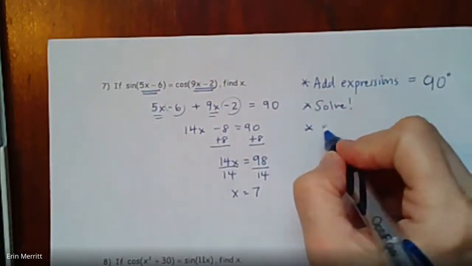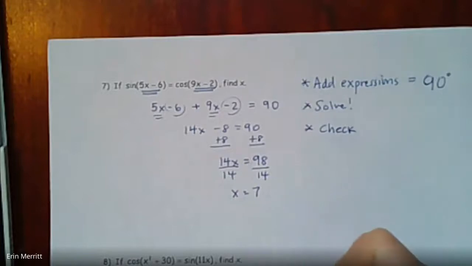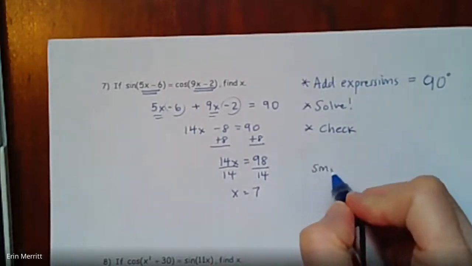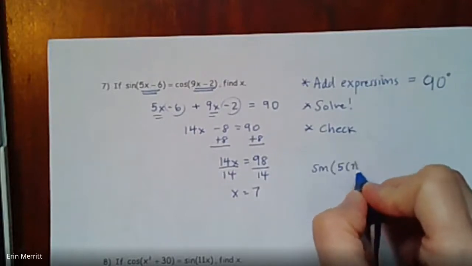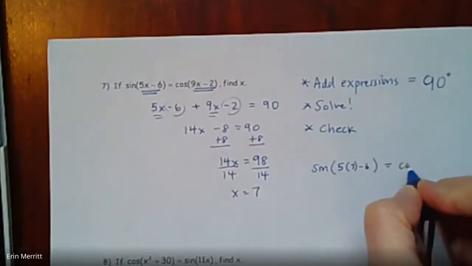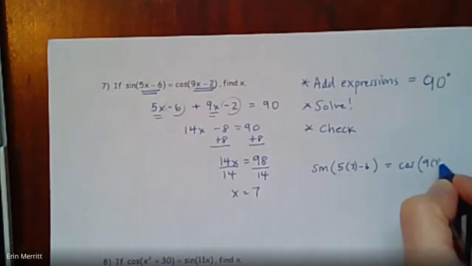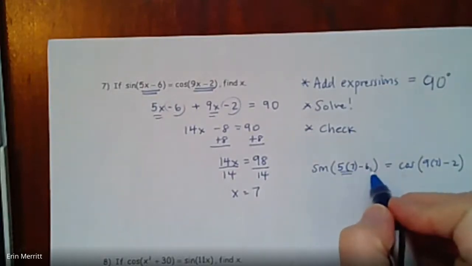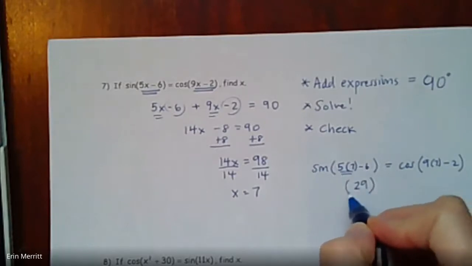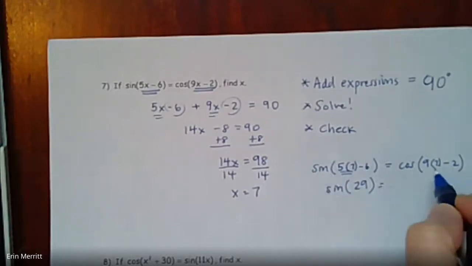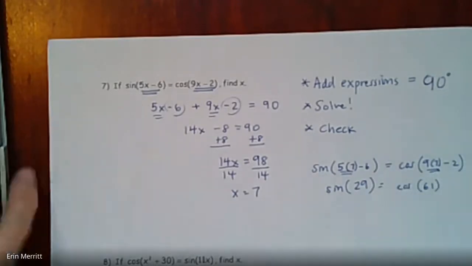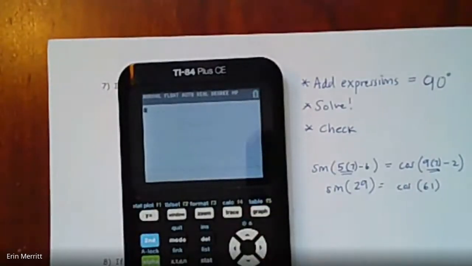The last little part, I want you to check your answer. Check and make sure that it makes sense. So we would have then sine of 5 times 7 minus 6 equals the cosine of 9 times 7 minus 2. All right, do some quick calculations. That's 35 minus 6. That's going to be 29 degrees. All right, 9 times 7, that's 63 minus 2. That should be 61. And then you can grab your calculator to make sure it's right.